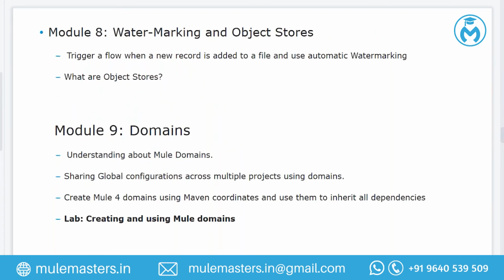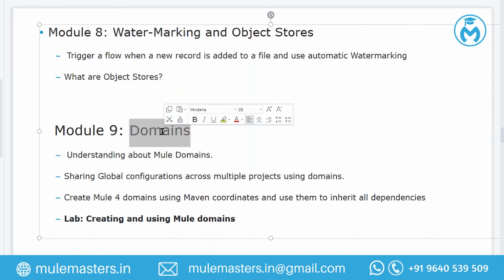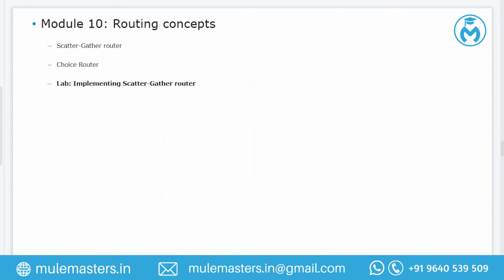Then watermarking. I will talk about watermarking in a session with a practical example. And domains. Mule is totally about configurations and connections. If you have multiple connections which are repeated in different projects, we can write them globally and use them. Writing global is nothing but a domain project. So this domain project can be used across projects. The connection can be reused. In detail, with a practical example, I will show you in the sessions.